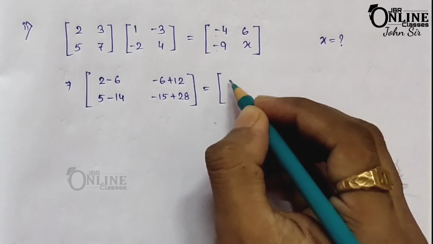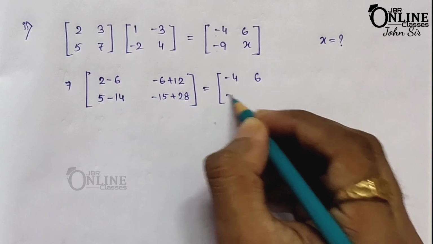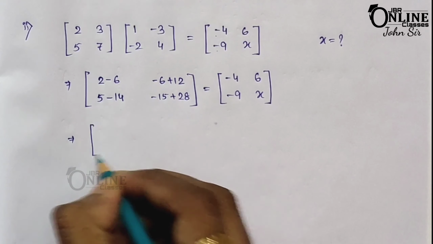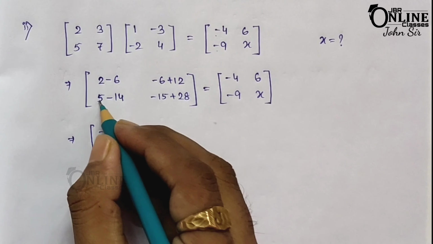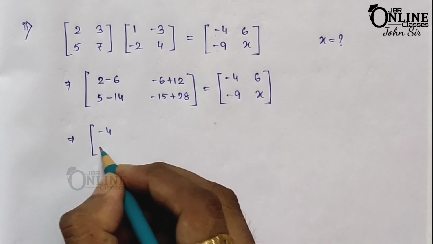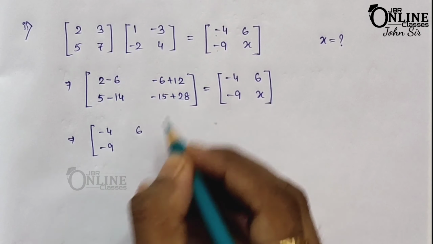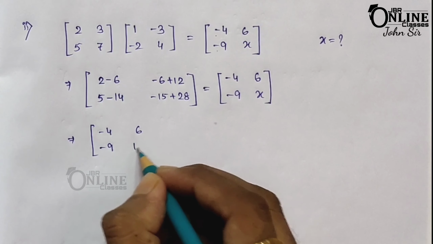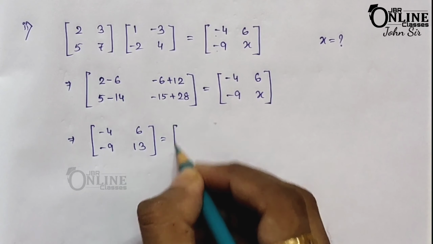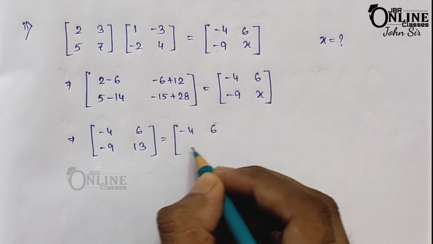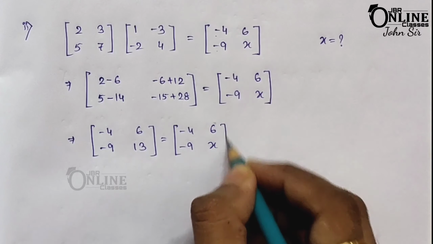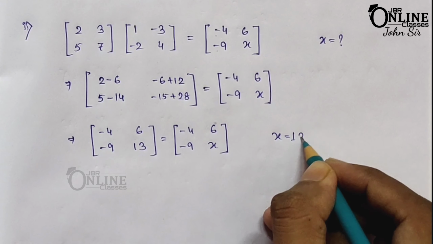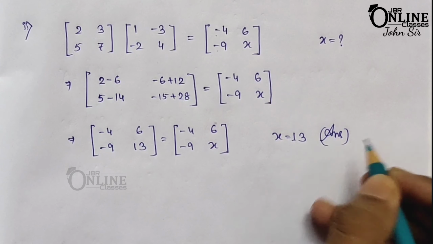That equals here minus 4 6 minus 9 x. Okay, so now here 2 minus 6, it's minus 4, 5 minus 9 14, that equals minus 9, that will be 6, and here minus 15 plus 28, that equals 13. Now if you compare the left hand side matrix with the right hand side, then you will get 13 is equal to x. So from that x equals 13 is your answer.